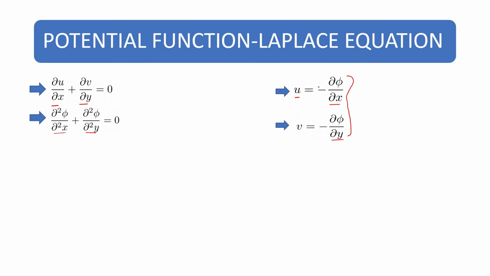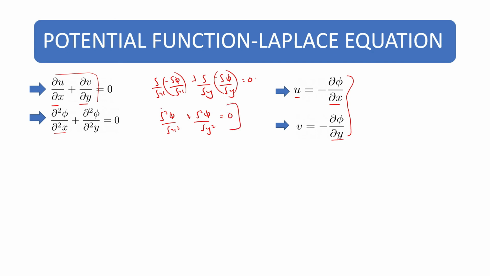If you substitute u and v in this equation, that means ∂/∂x into minus ∂phi/∂x plus ∂/∂y into minus ∂phi/∂y is equal to 0. So that is ∂²phi/∂x² plus ∂²phi/∂y² is equal to 0. So if the potential function satisfies Laplace equation, then this is a possible case of steady flow. Then only continuity equation is obeyed.